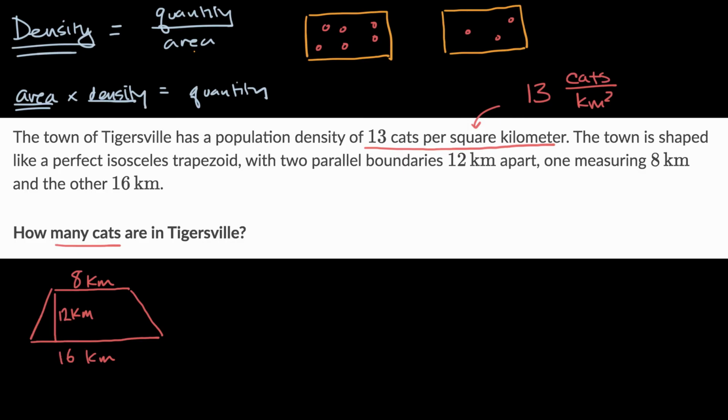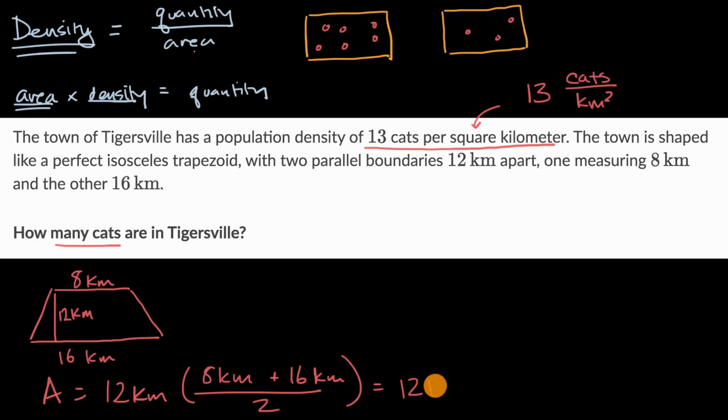Well, the area of a trapezoid is going to be, let me write it here, area is going to be 12 kilometers, the height of the trapezoid, times the average of the two parallel sides, I guess you could say. So the average of those, so it's going to be 8 kilometers plus 16 kilometers over 2. So this is going to be equal to 12 kilometers times 8 plus 16 is 24, divided by 2 is 12. So times 12 kilometers. So this gives us 144 square kilometers.